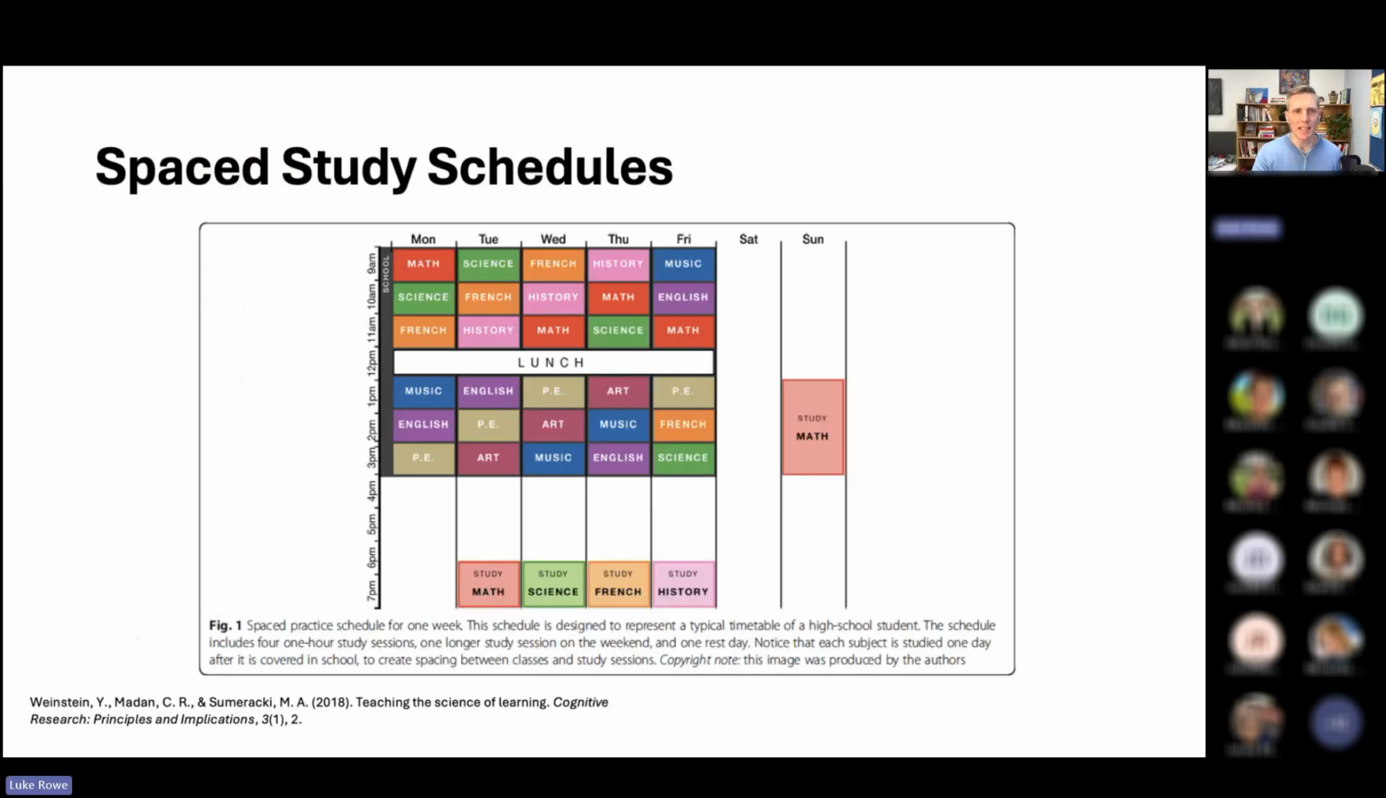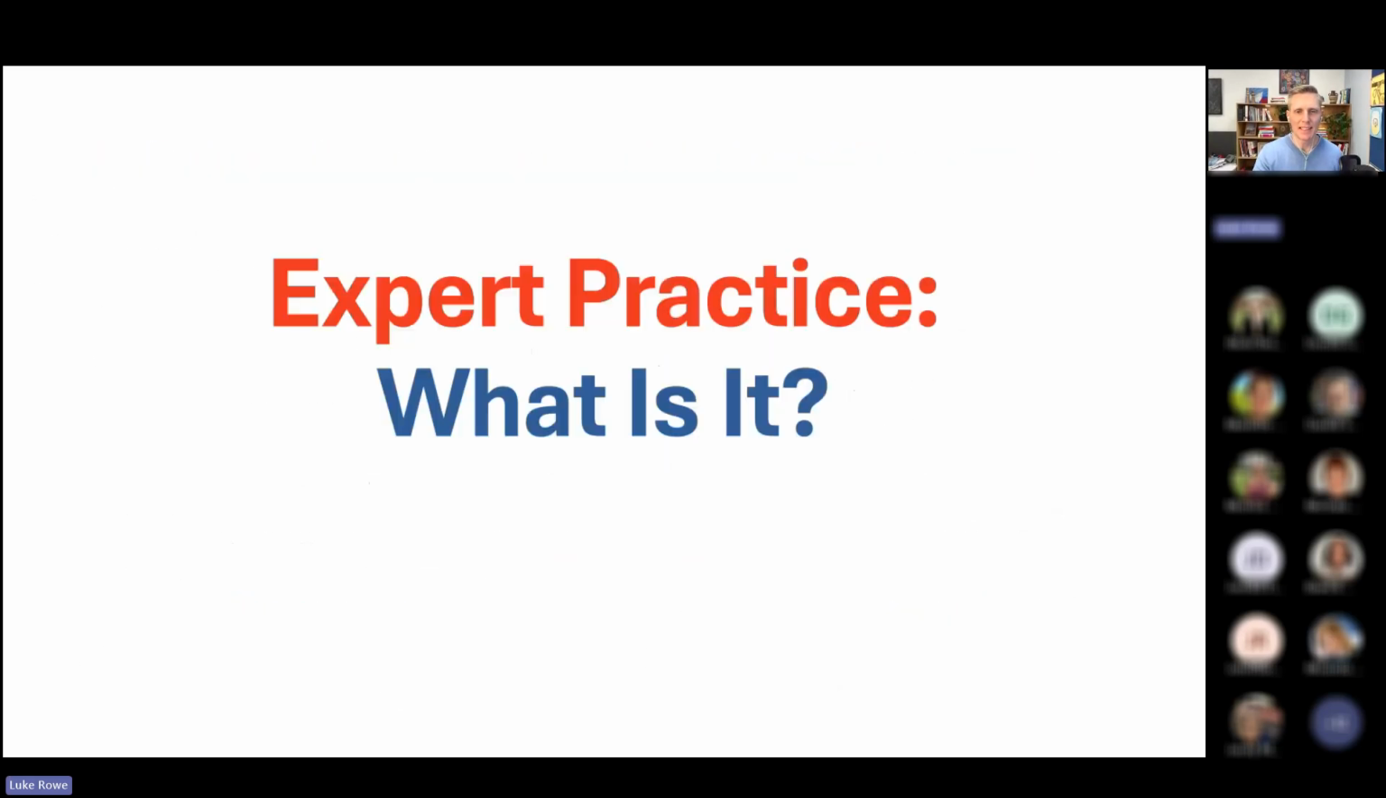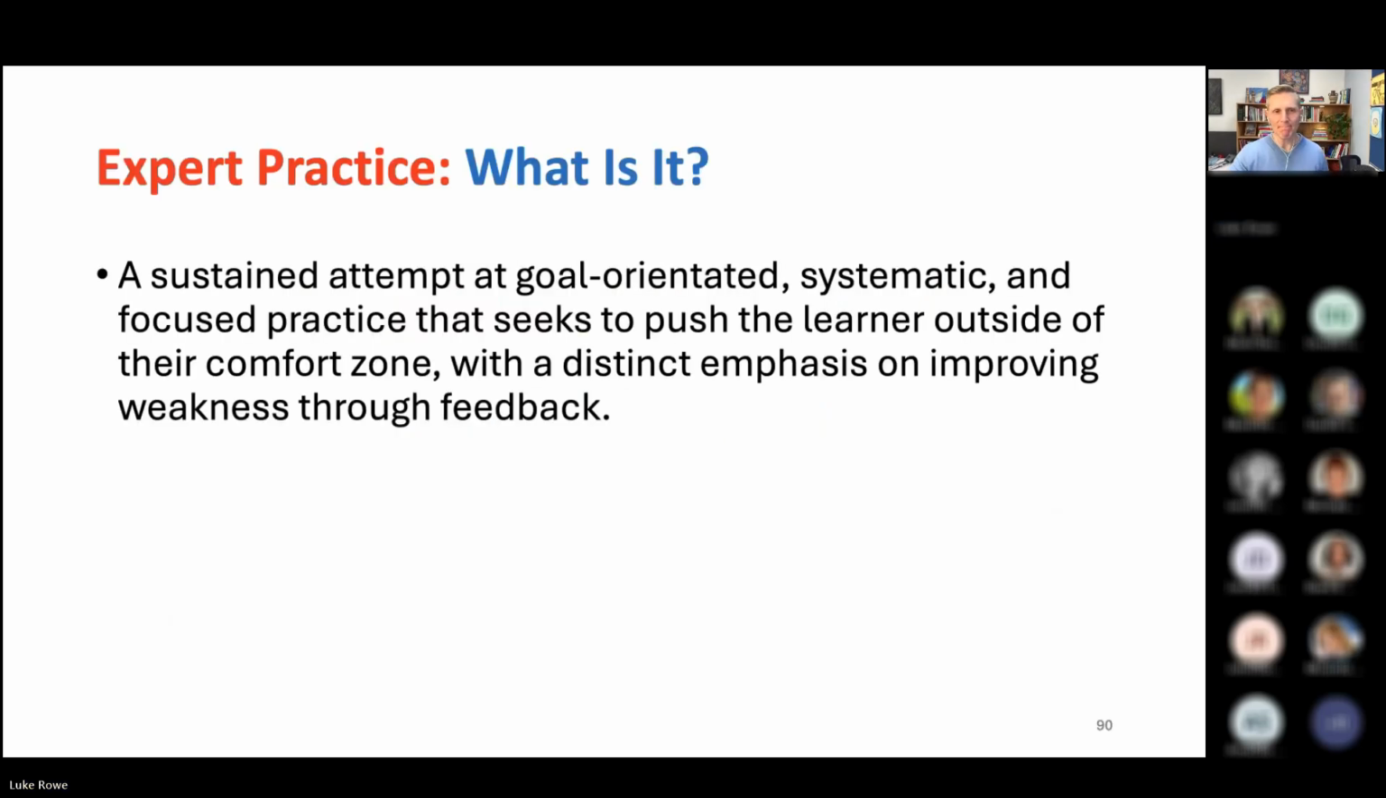Let's go on to the last topic because we're about to run out of time. Expert practice. What is it? It's a sustained attempt at goal-oriented, systematic and focused practice that seeks to push the learner outside of their comfort zone with a distinct emphasis on improving weakness through feedback.